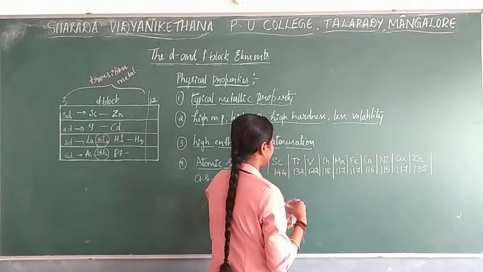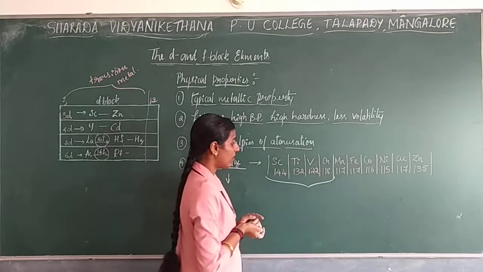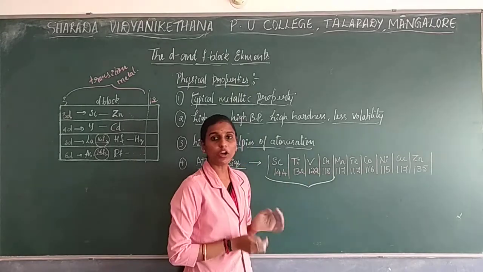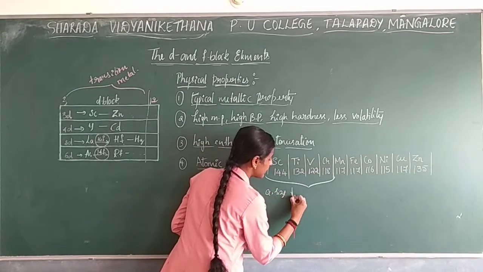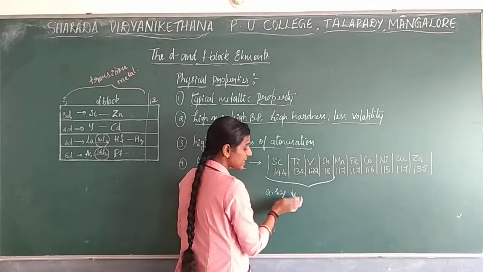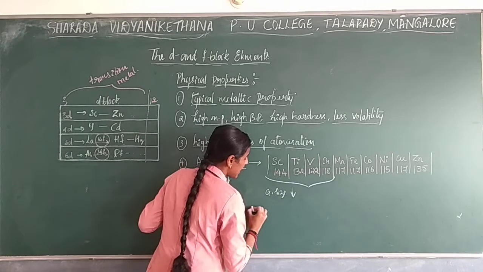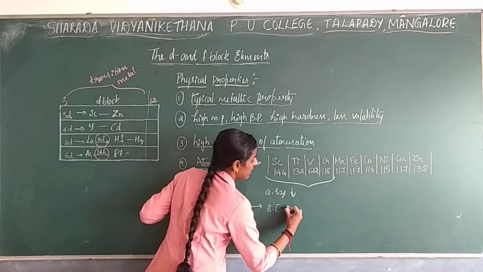Now here you can identify from scandium till chromium, what is happening? Atomic size goes on decreasing. From here to here, if we consider, atomic size is decreasing. Why is the atomic size decreasing? Because the screening effect is becoming less.